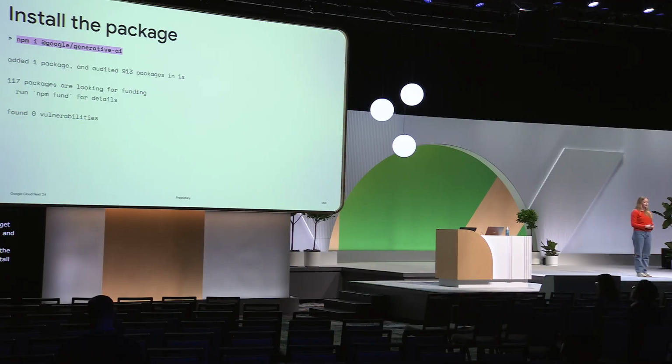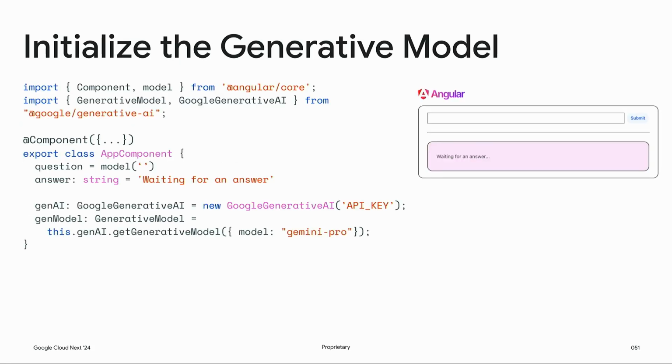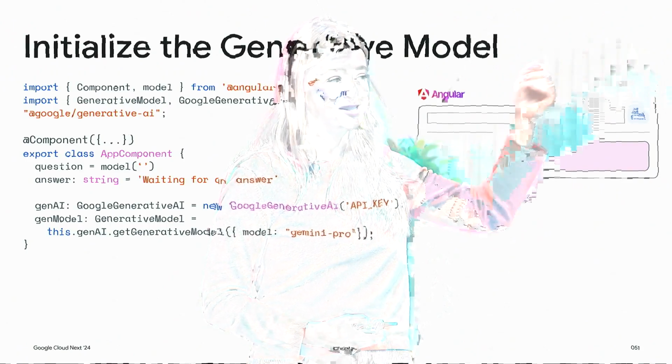So it's really this easy. You install the package just like you'd install anything else in your package.json, Google/generative-AI. It's going to add a single package. That's it. And then you'll initialize the generative model. So in this case, I literally went into my base component, and I created an API key. Obviously, here I'm just calling it API key, but you would need to go to Google and get one of those yourself. I'm not going to give you mine.